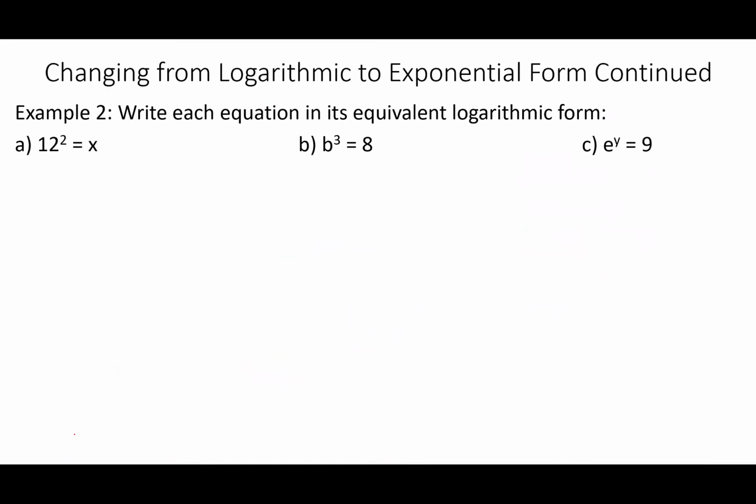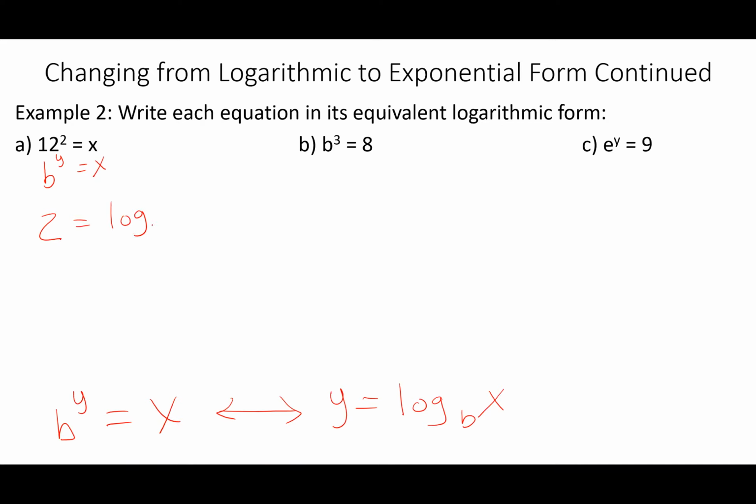Now we're going backwards. I'm going to write these equations down here for you to remember. B to the y equals x can become, and it can go back and forth. Let me put this the way they had it so I don't confuse you. Y equals log base b of x. So this is b raised to the y equals x. So I start with my y, which is 2, log base b, which is 12, of x, which is x.